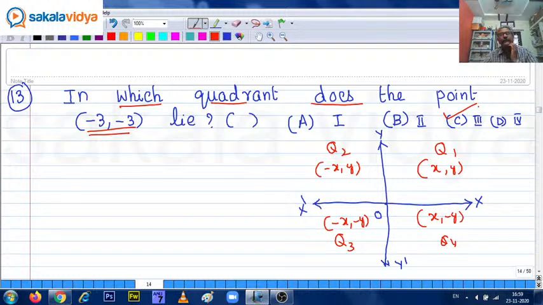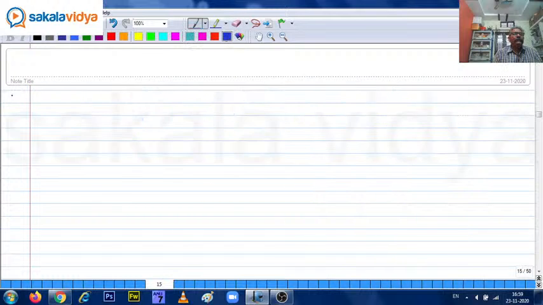Third quadrant, absolutely correct. 14th question.